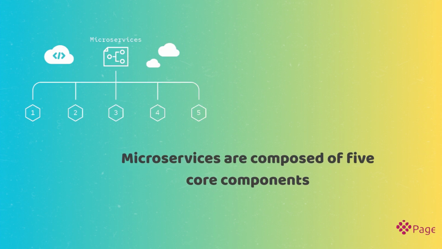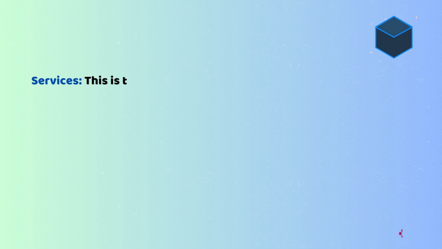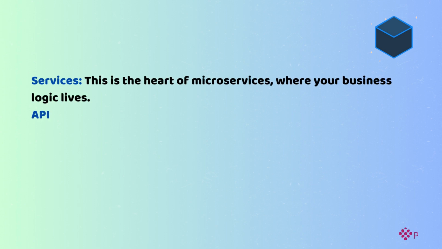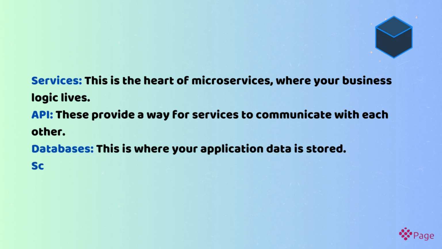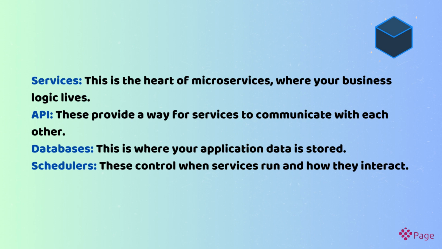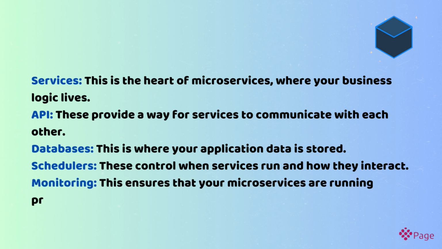Microservices are composed of 5 core components. Services. This is the heart of microservices, where your business logic lives. APIs. These provide a way for services to communicate with each other. Databases. This is where your application data is stored. Schedulers. These control when services run and how they interact. Monitoring. This ensures that your microservices are running properly and collects data for analysis.